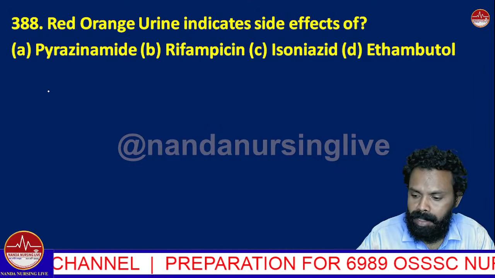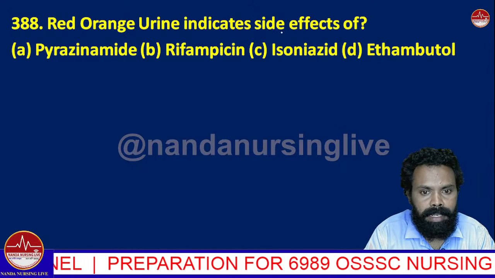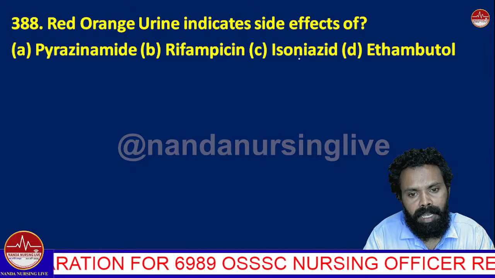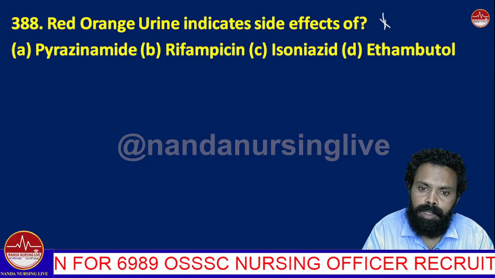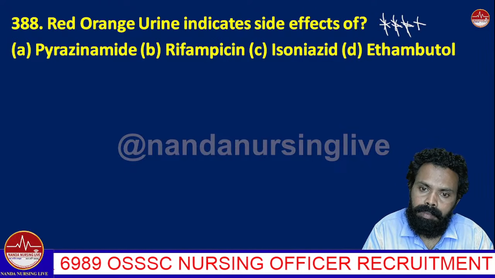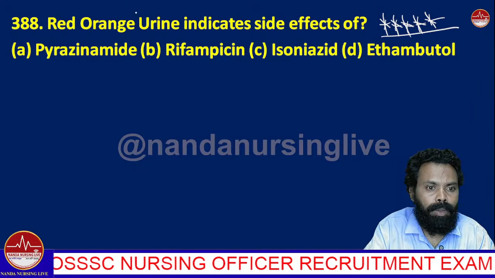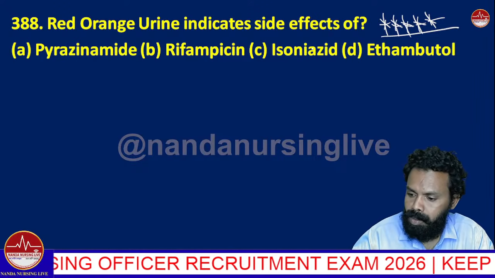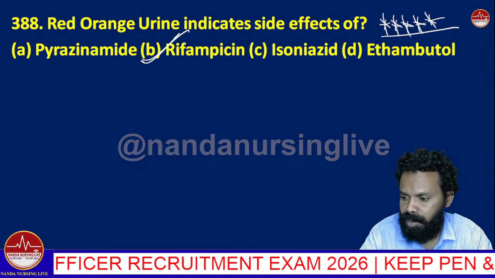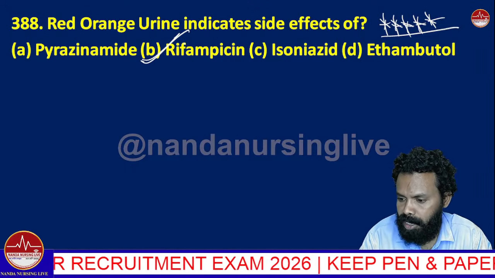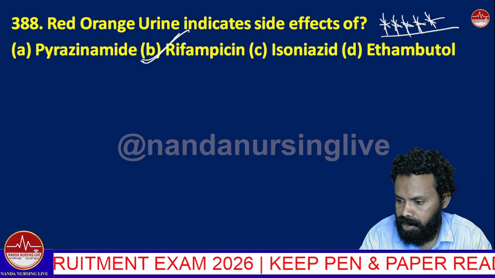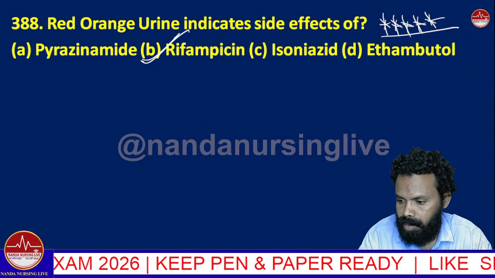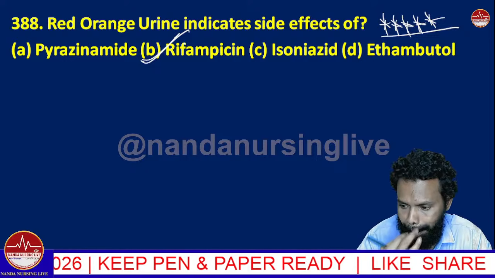Next question, question number 388. Red-orange urine indicates a side effect of: option A, pyrazinamide; option B, rifampicin; option C, isoniazid; option D, ethambutol. Which option is the correct answer? The correct answer is rifampicin. Red-orange urine can be a side effect of certain medications like rifampicin.